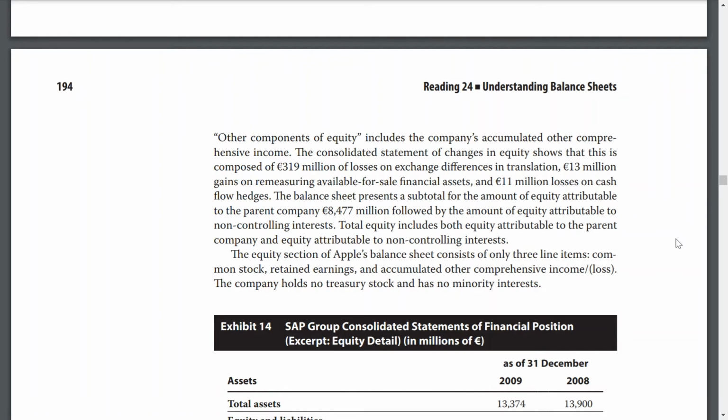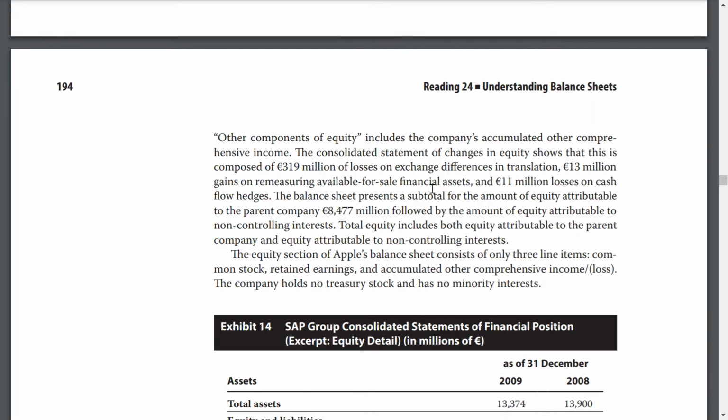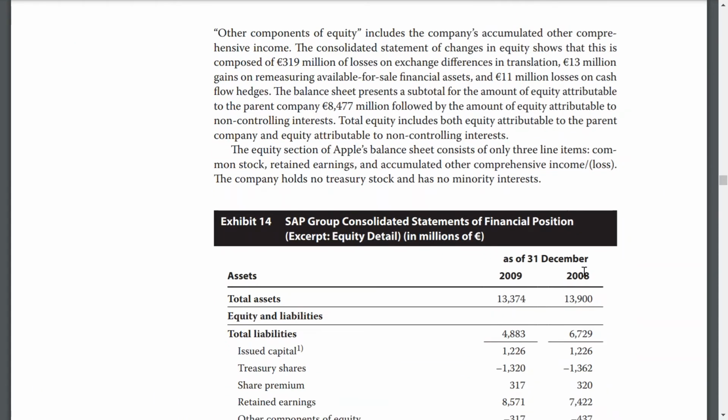The balance sheet presents a subtotal of the amount of equity attributable to the parent company, 8,477 million, followed by the amount of equity attributable to non-controlling interests. Total equity includes both equity attributable to the parent company and the equity attributable to non-controlling interests. The equity section of Apple's balance sheet consists of only three line items: the common stock, the retained earnings, and accumulated other comprehensive income or loss. The company holds no treasury stock and has no minority interests.